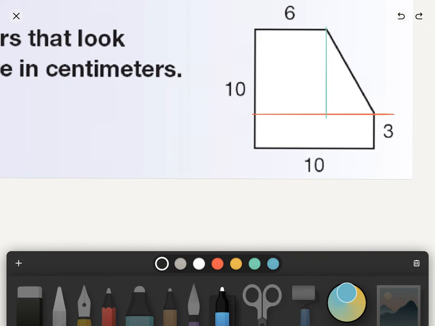Okay. All right, moving along here. So this one, pretty basic. 30 square centimeters. This one, pretty simple. 60 square centimeters, and so we just need to figure out the last one.